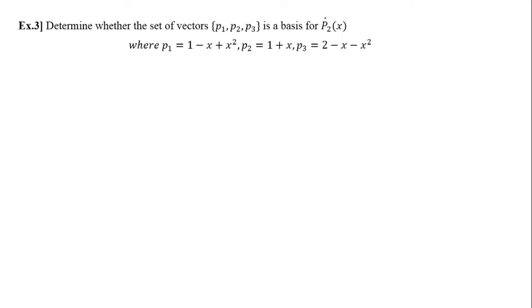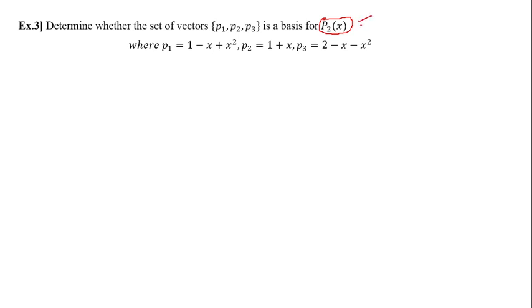Next example, for the vector space P2(x). What is this vector space P2? P2 is the vector space of all polynomials of degree less than or equal to 2. We are given a set of vectors p1, p2, p3. p1 is 1 - x + x², p2 is 1 + x, and p3 is 2 - x - x². We have to determine again whether this is a basis for vector space P2 or not.